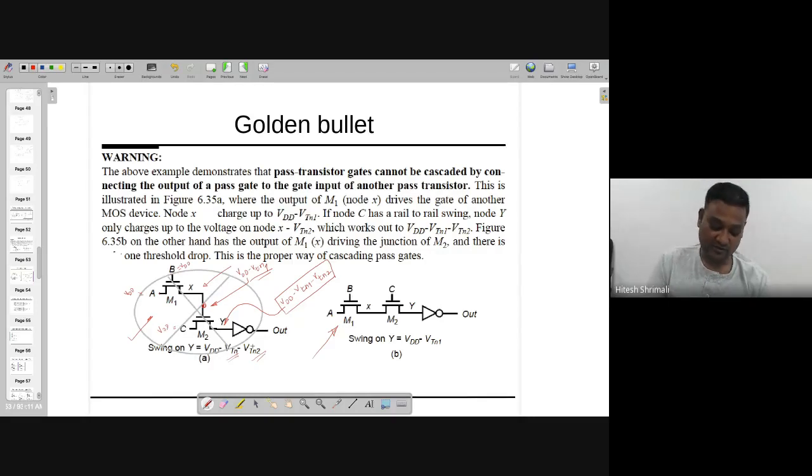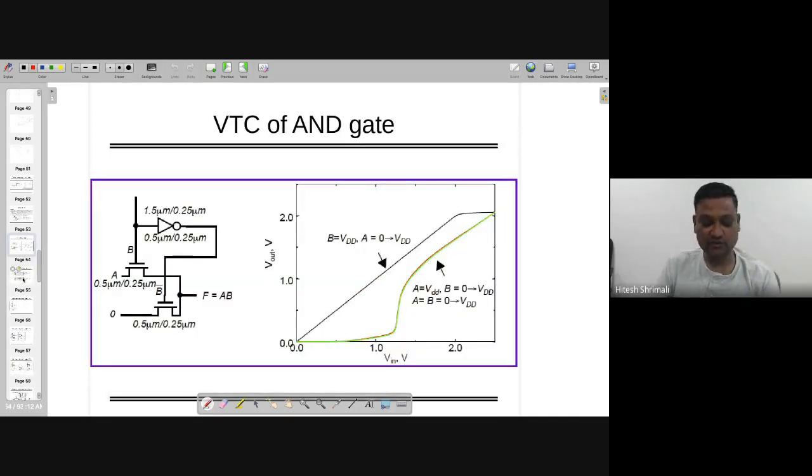So it's better that you go with everything at VDD over here, also VDD over here. If this is also VDD, at the Y you will have VDD minus VTN only, not 2 VTN. Maybe you can think about it and understand what exactly is going on. Right. Now let's go to the next part.